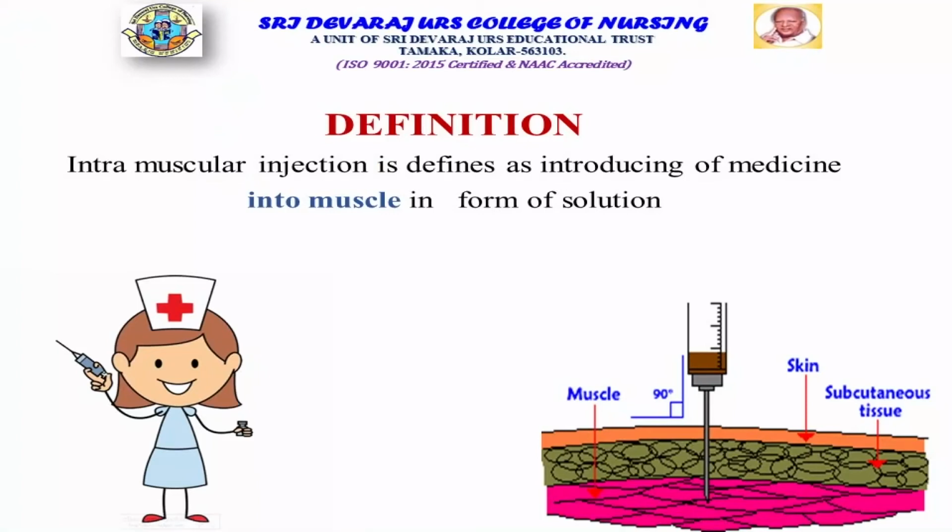I am Vani, Assistant Professor and HOD of Fundamentals of Nursing from Sri Devraj Aras College of Nursing, Tamaka, Kolar, Karnataka. Today, let us discuss the procedure of intramuscular injections. Let us see the definition of intramuscular injection. What do you mean by intramuscular injection? It's nothing but introducing medicine into the muscle in the form of a solution.